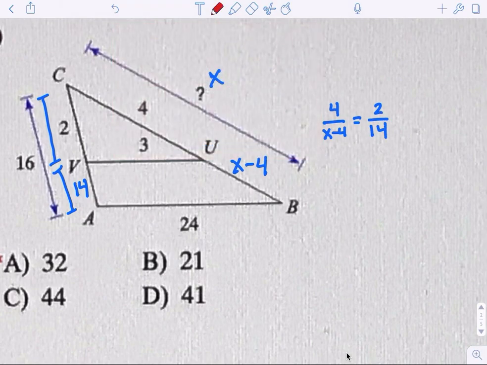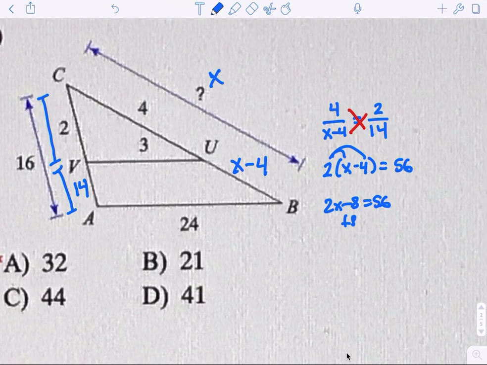Cross multiply. 2 times x minus 4 is equal to 4 times 14, which is 56. Distribute. 2x minus 8 is equal to 56. Add 8 to both sides. 2x equals 64. Divide both sides by 2. X is equal to 32, which is A.